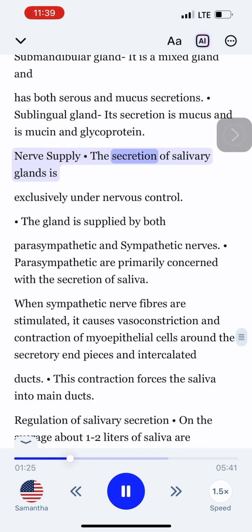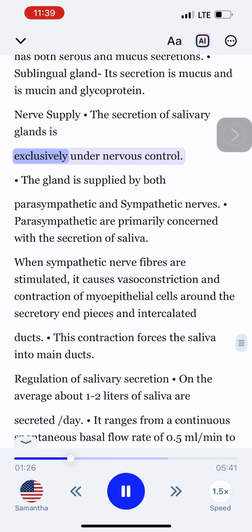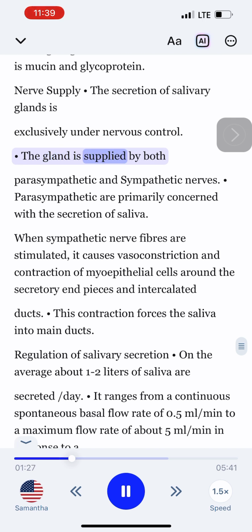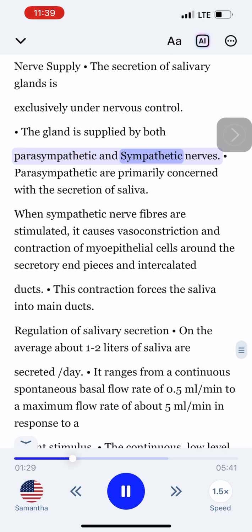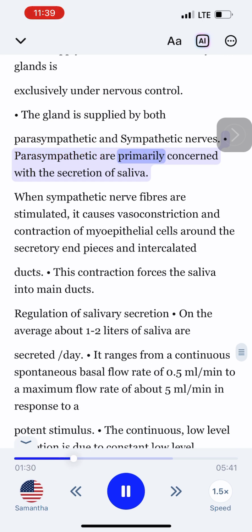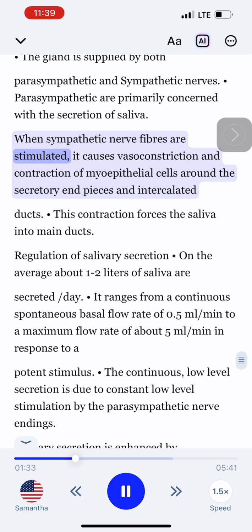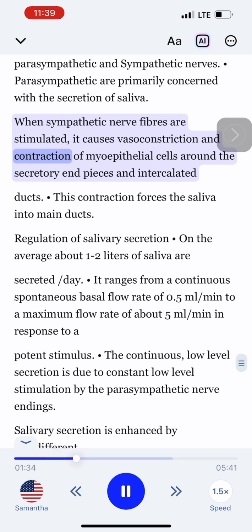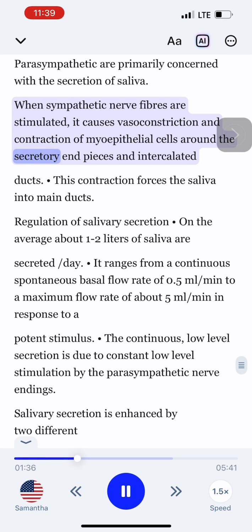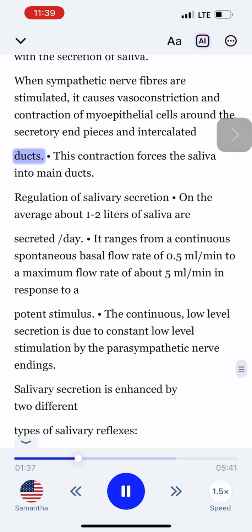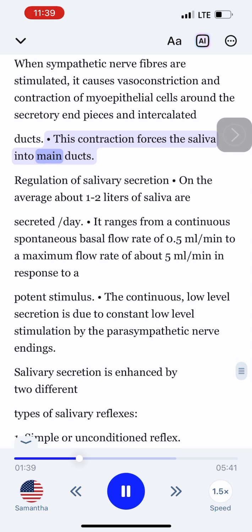Nerve supply. The secretion of salivary glands is exclusively under nervous control. The gland is supplied by both parasympathetic and sympathetic nerves. Parasympathetic are primarily concerned with the secretion of saliva. When sympathetic nerve fibers are stimulated, it causes vasoconstriction and contraction of myoepithelial cells around the secretory end pieces and intercalated ducts. This contraction forces the saliva into main ducts.